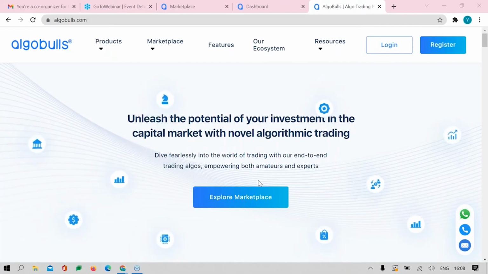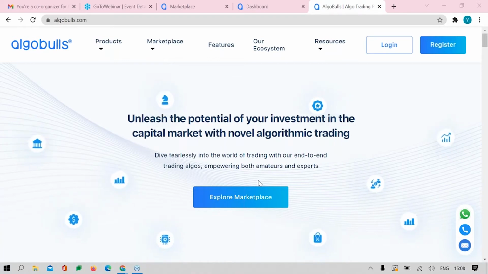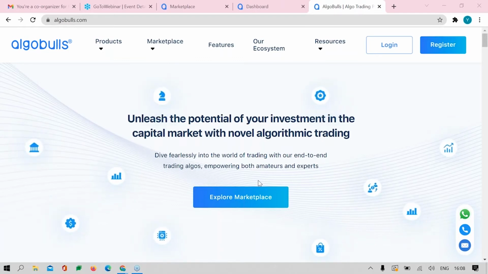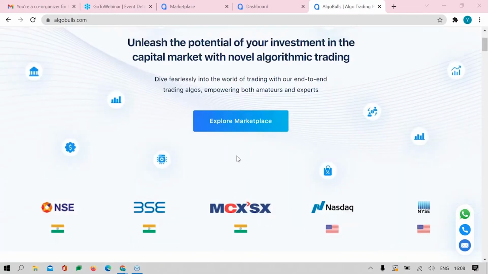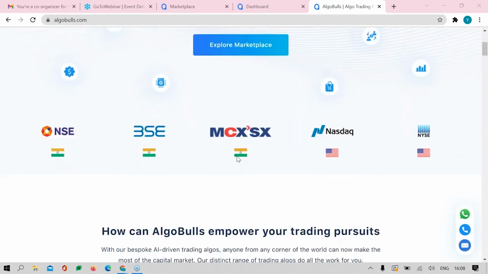So it is really important for us to make some passive income through trading, and that's the reason we came in with the solution called AlgoBulls, wherein we enable AI-based trading through algorithmic trading. Talking about our platform, we are currently live with NSE, BSE, and MCX, and soon we'll be live with Nasdaq and NYSE too, which is currently in beta mode.